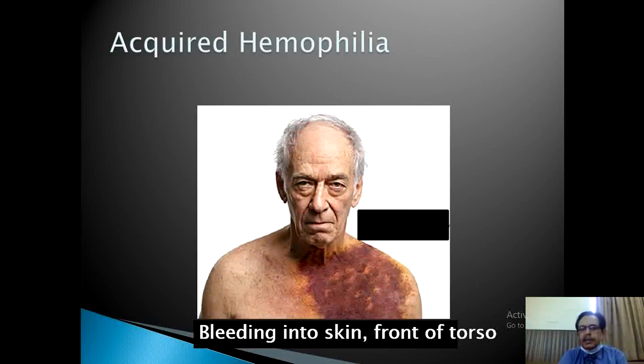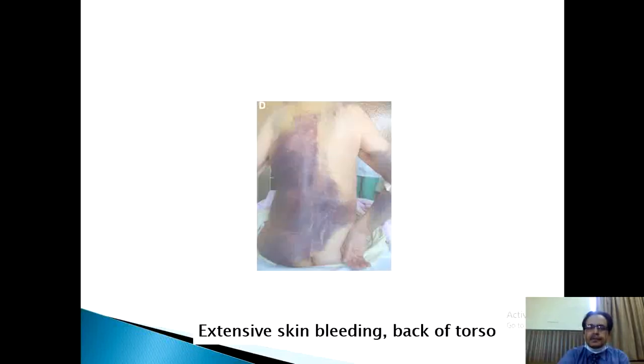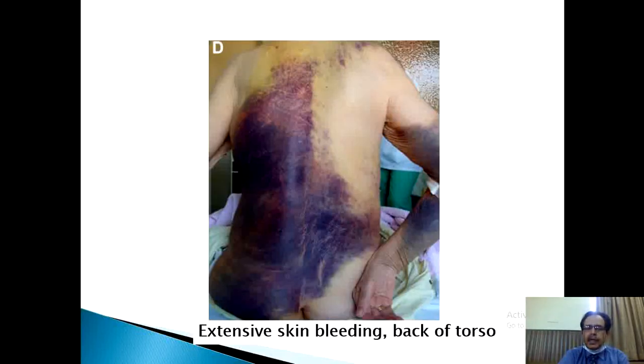Now you see the signs of the acquired hemophilias. This old man has presented with acquired hemophilia. You see the upper part of the torso, there is bleeding into the skin, right? The front of the torso. Now extensive skin bleeding on the back of the torso. You see from the upper back to the buttock gluteal region, there is extensive bleeding into the skin.